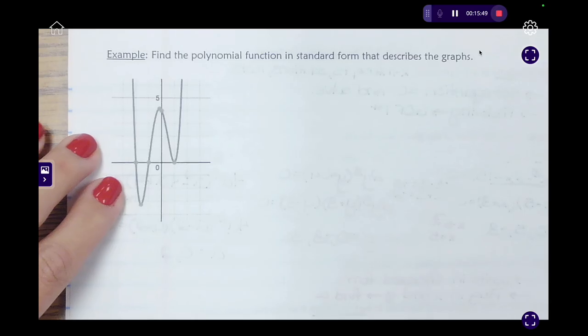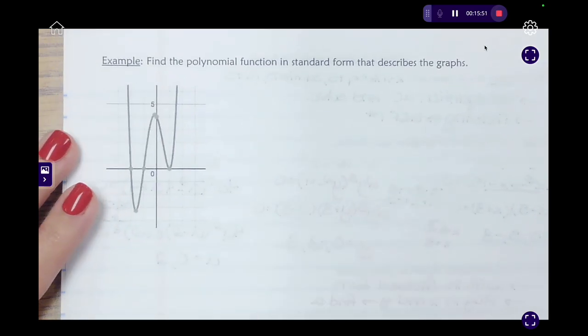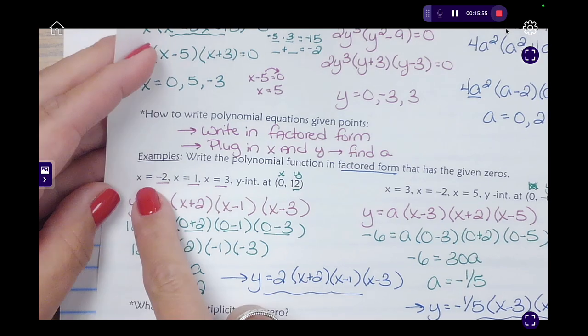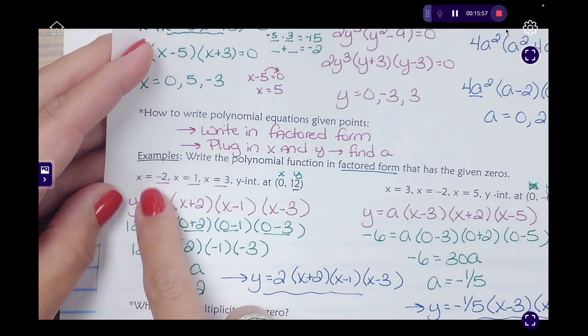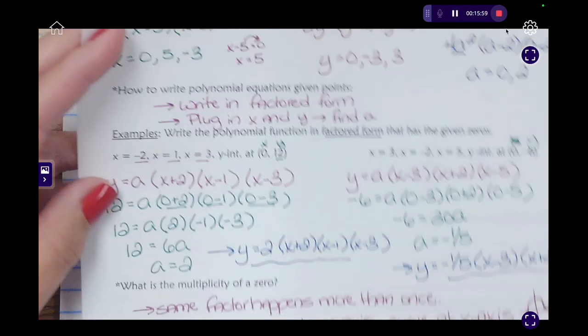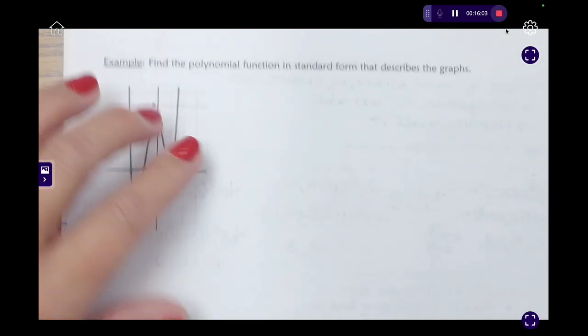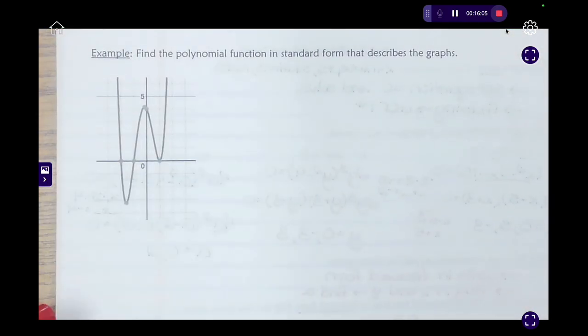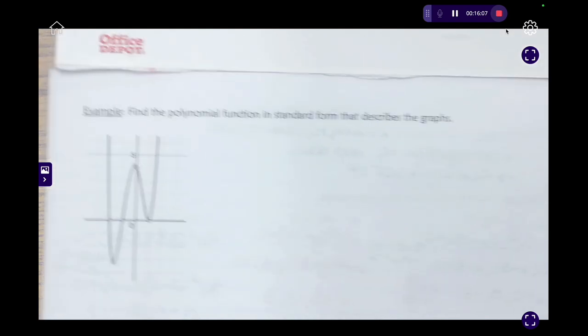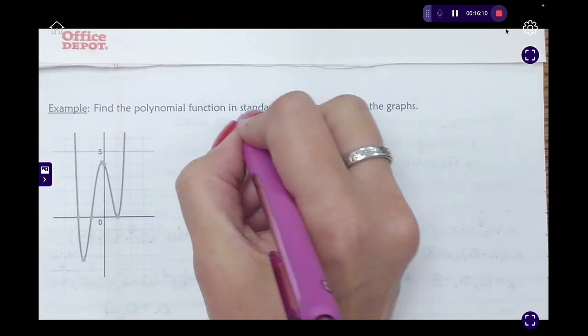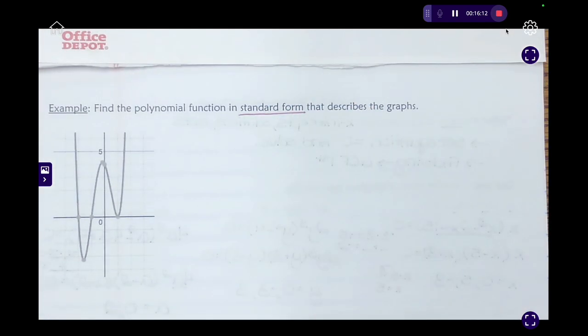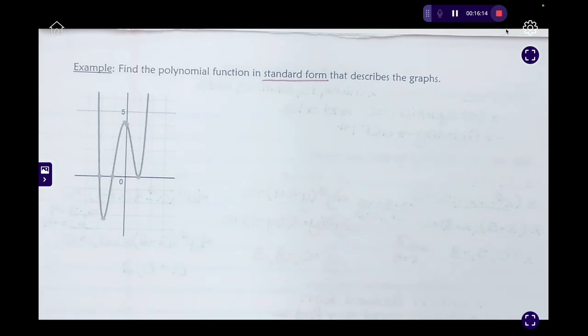Okay, so we're going to use that concept. If I give you a graph, we are going to be able to write the equation of the graph. So very similar to what we did here. I just gave you the zeros instead of the graph. Here you're going to identify those zeros on the graph, and then we're going to write our equation just like we did here. Okay, but this time it is asking us for standard form. So that means when I write standard form, you have to write it all out, not factored form. That means I'm going to have to multiply everything together.